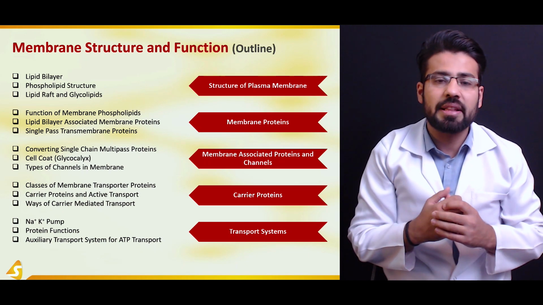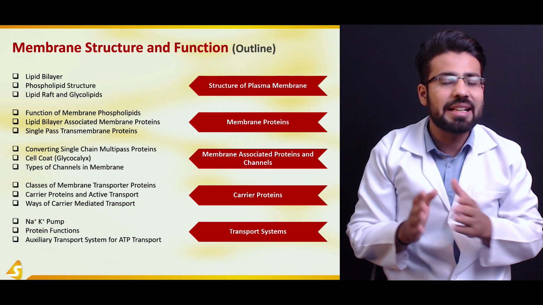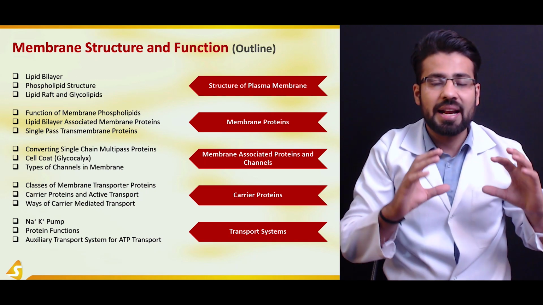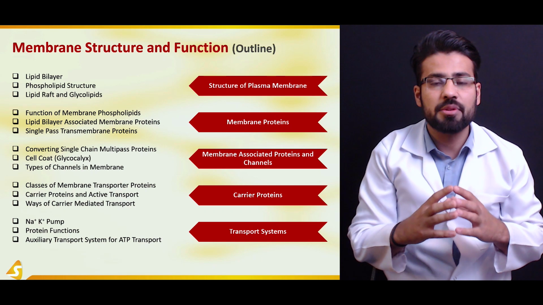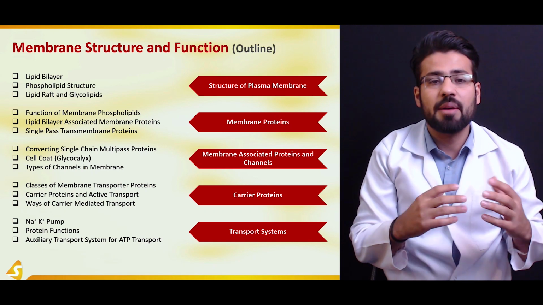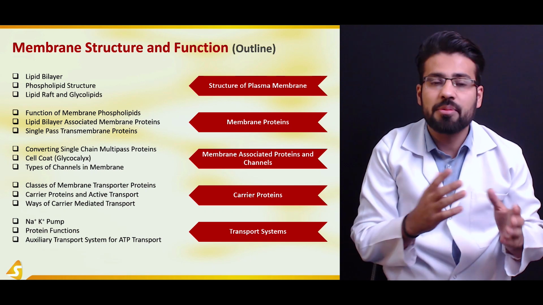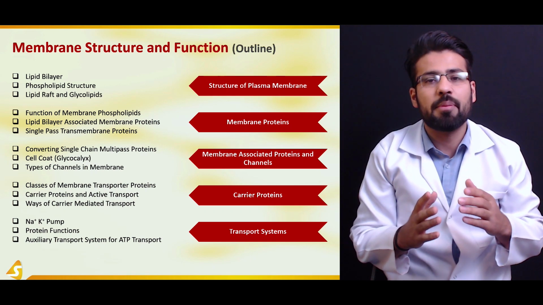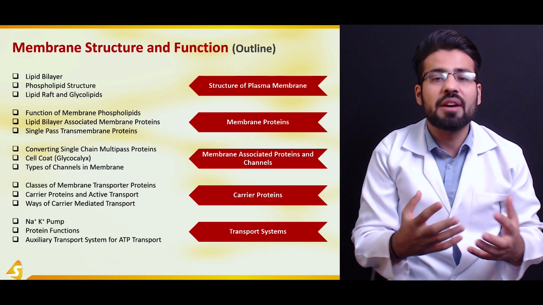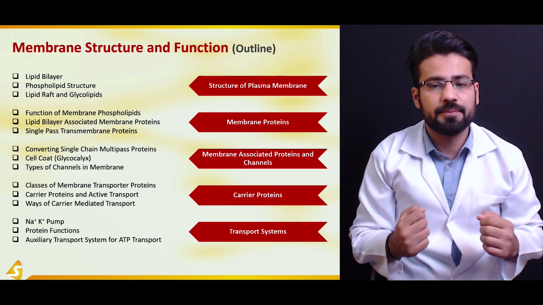And this would be followed by the discussion of lipid raft and glycolipids. We are going to see what happens when there is a lipid that accumulates certain different types of carrier proteins to make a lipid raft, and what difference in the thickness comes when there is a presence of lipid rafts. And this would be followed by the discussion of glycolipids, and we are going to see what role they play in the membrane functions and the structure of the plasma membrane.